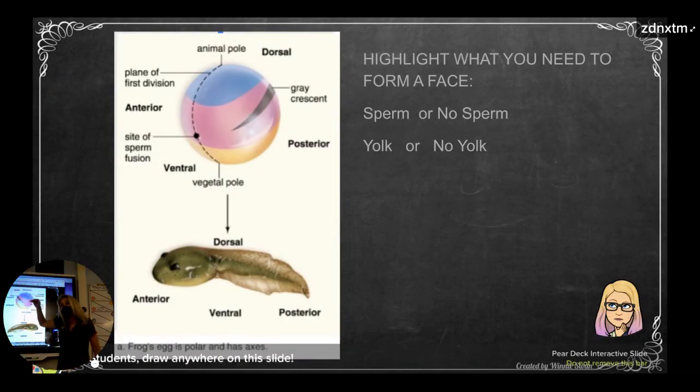Where the sperm penetrates the egg, that's going to be your head or anterior region, and then the opposite of that will be your posterior. Wherever you have yolk, that's going to be the front, and no yolk is going to be the back. So even though it's just one cell, wherever the sperm hits that one cell sets in motion all of these different items in development.